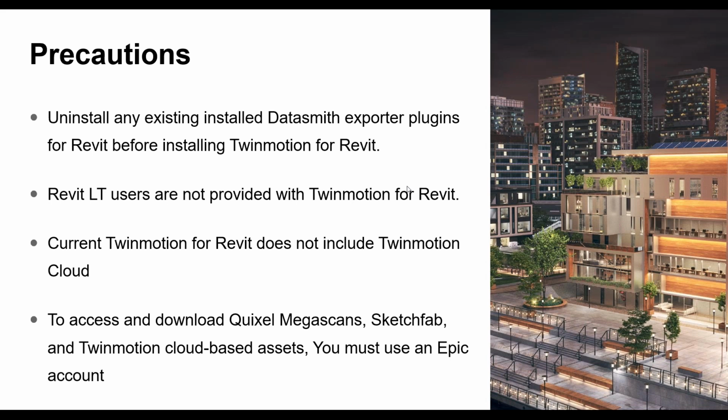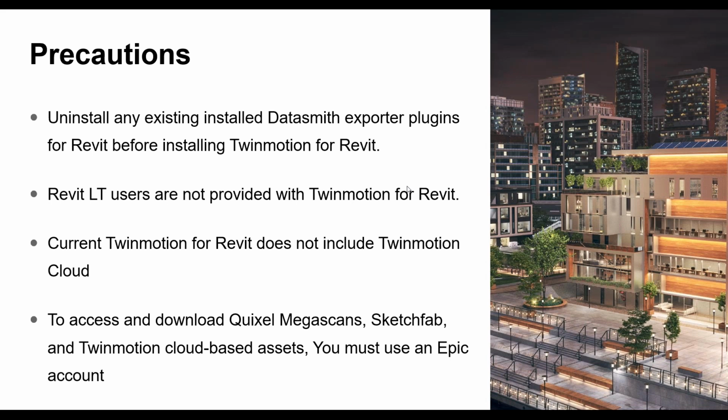This Twinmotion for Revit plugin is not applicable for existing Revit LT users, and it does not include Twinmotion Cloud. These are separate accesses that need to be used under the Epic account, like Quixel Megascans, Sketchfab, or Twinmotion Cloud. For all these you need a separate Epic account. For Twinmotion for Revit, you can use your existing Autodesk account, but when you want to access the other assets I mentioned here, you need a separate Epic account.